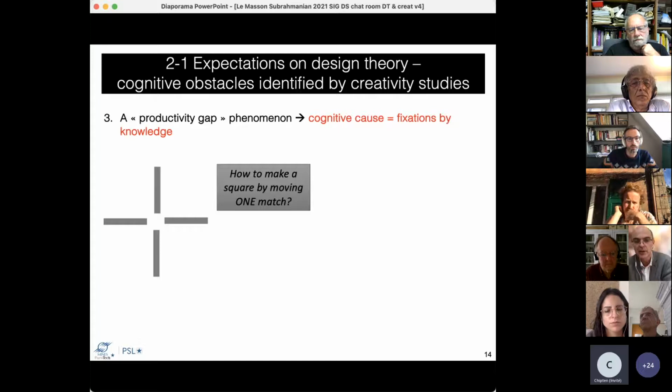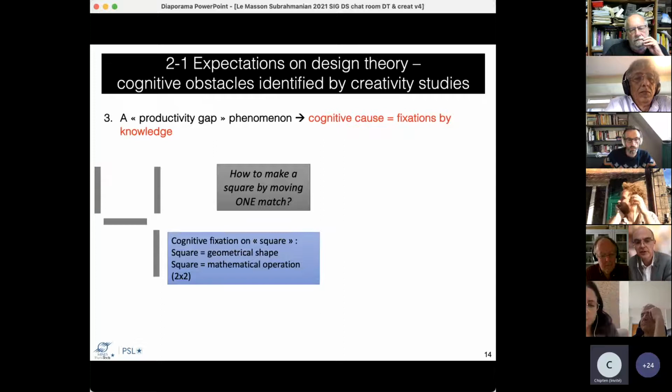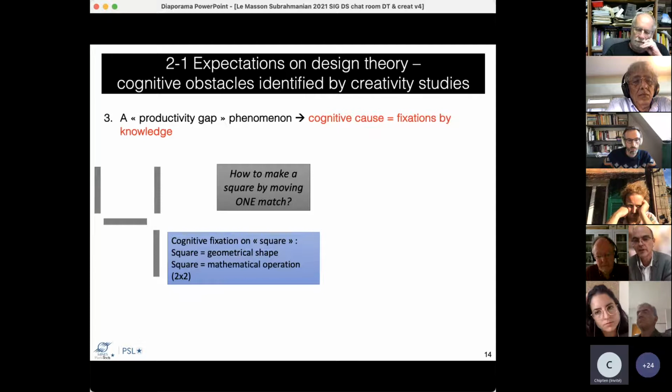Suppose that the creativity exercise is to make a square by moving just one match on the figure here, on the schema here. And of course, there is a tendency to move all the matches to make a square, but we will be unable to immediately understand that a square is not necessarily a geometrical shape. A square can also be a mathematical operation, so that this figure here is a 4, and the 4 is a square of 2 and can be considered as a solution to the problem. This is precisely a fixation.